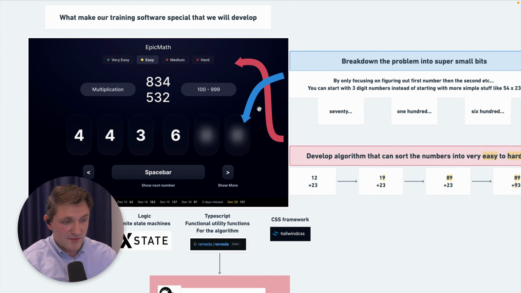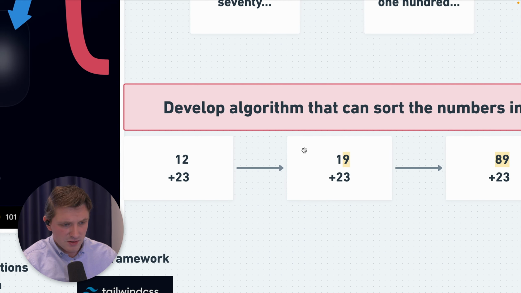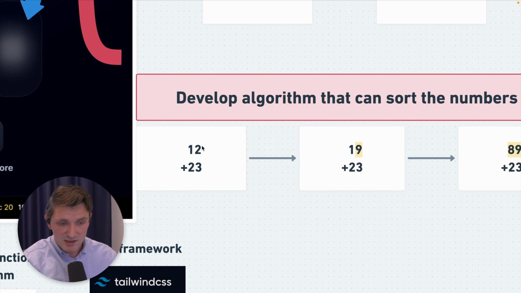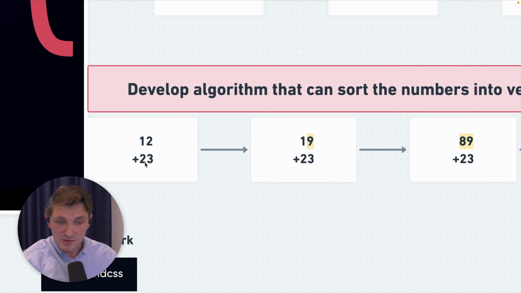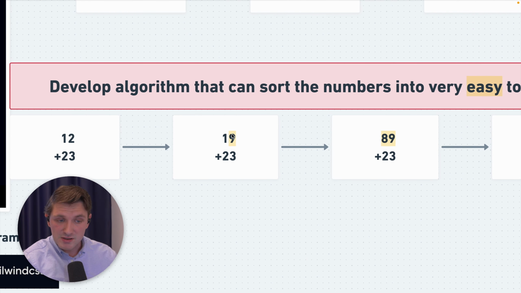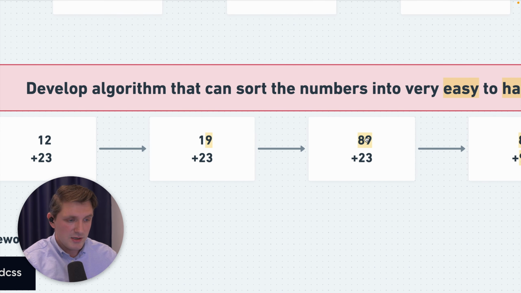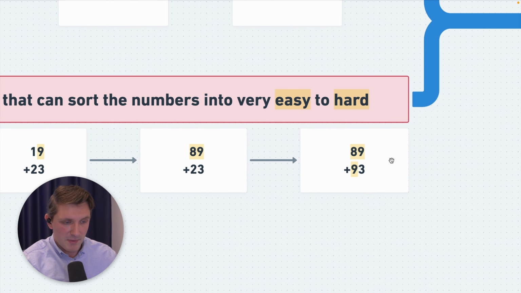And also we will be developing an algorithm that can sort the numbers from very easy to hard, right? So the way it basically works is, let's say you have 12 plus 23. This is a very easy thing to do addition on. But if you add a 9, it becomes a bit harder, because now you have an extra number to carry. Now, if you have much bigger numbers, it becomes harder, because now it's in the hundreds. Now it's not just in the same digits, right? And then if you keep going, it becomes harder and harder.